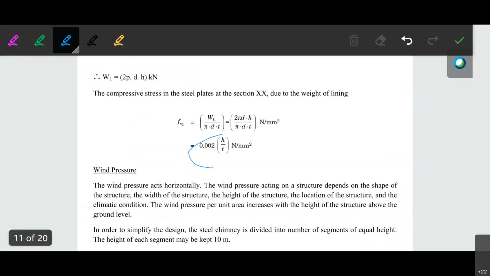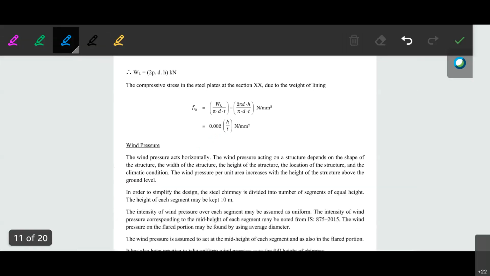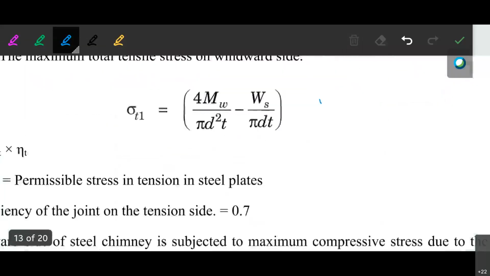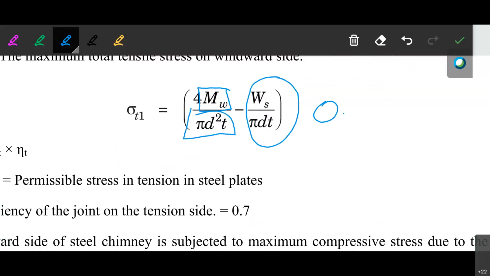Same is here, the h and the t value. Okay, now that particular value should be equal to 4 mw multiplied by pi dt. Okay, and this particular value will be 0.079 h.